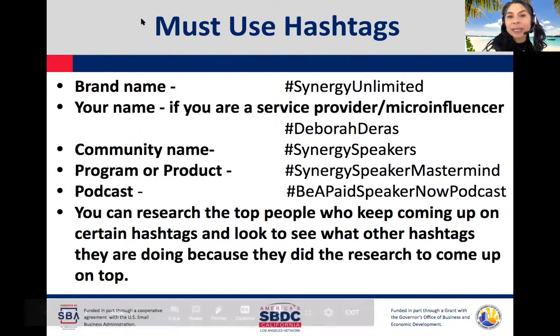So let me give you some examples of hashtags that you must use. Remember I said I was going to give you 3 groups of 5. So this is the first group I always do. So write this down if you have a piece of paper.